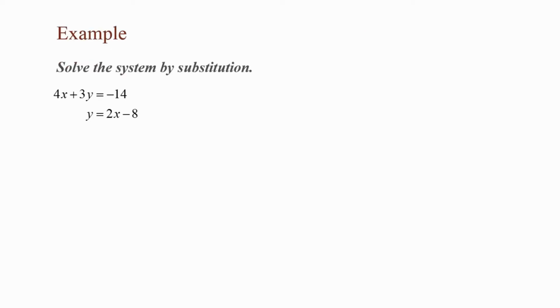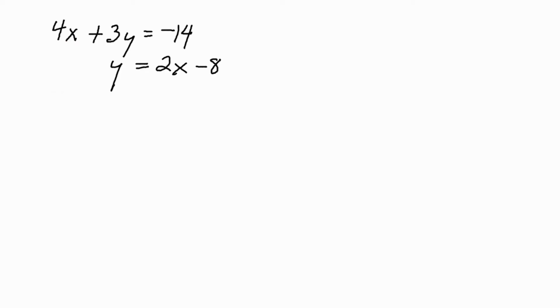In this example, we want to solve the system by substitution. 4x plus 3y equals negative 14. y equals 2x minus 8. This system is set up perfectly for substitution because our second equation has y equals 2x minus 8. Substitution works best when you have one of your equations in an x equals or y equals format.